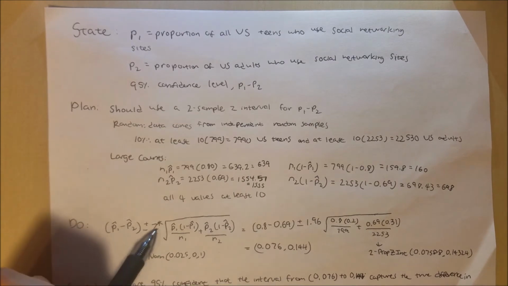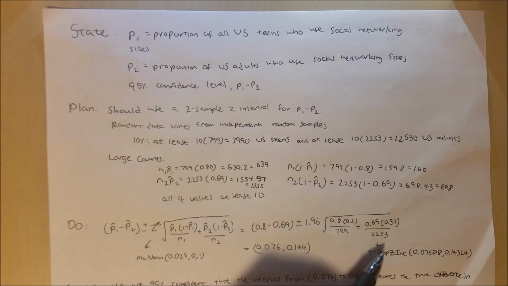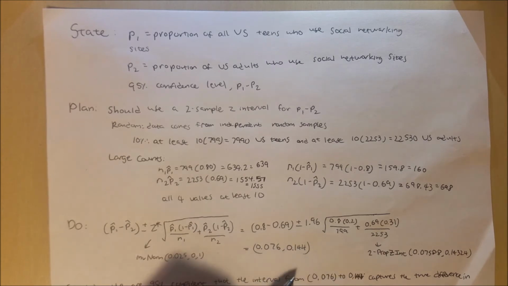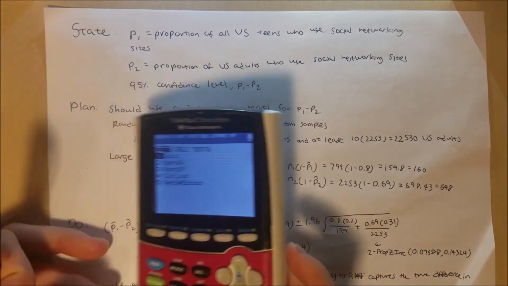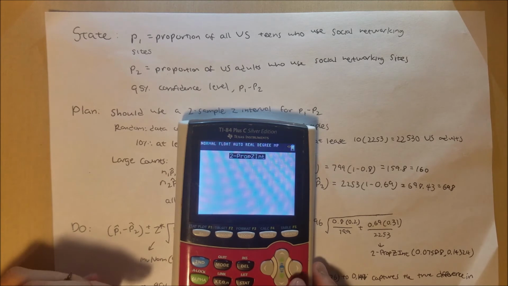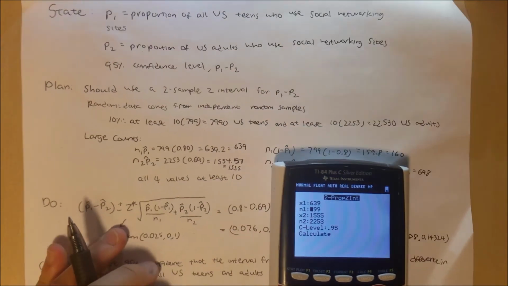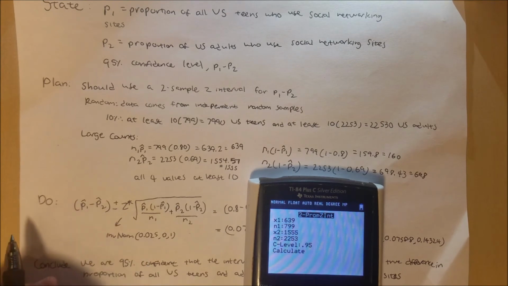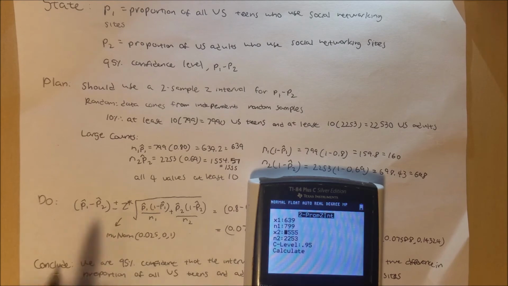So after we solve the z critical value, we can put it into the equation, and we just plug in all the values to construct the actual interval. And we can also do that on the calculator by going to stat and then test and then 2 prop z interval. Here we have our values that we need to put in. So for x1 it's 639, n1 is 799, x2 is 1,555, and n2 is 2,253.